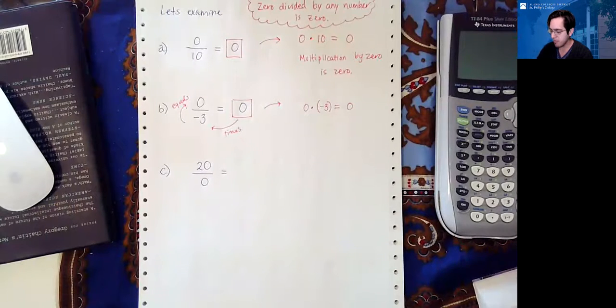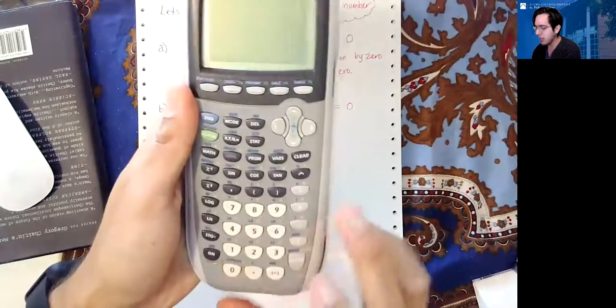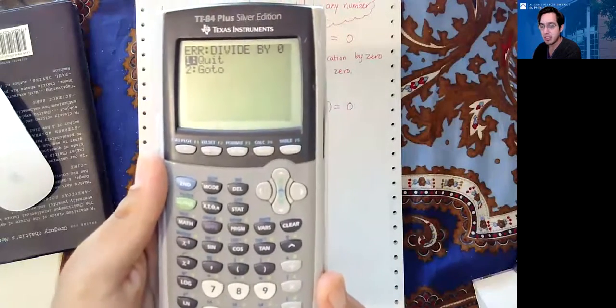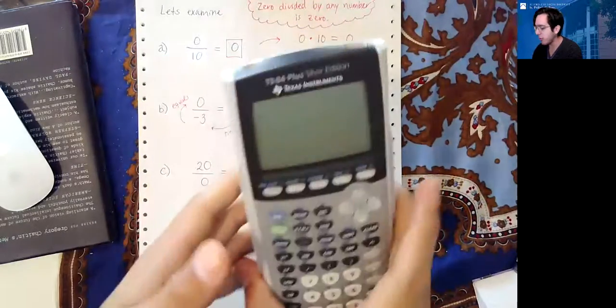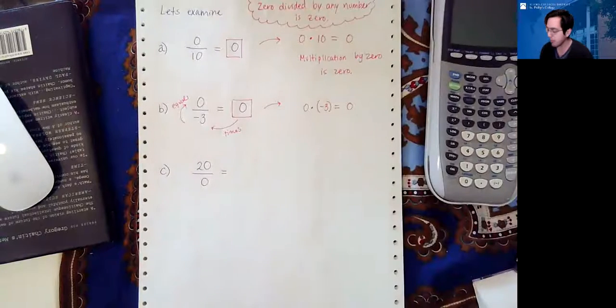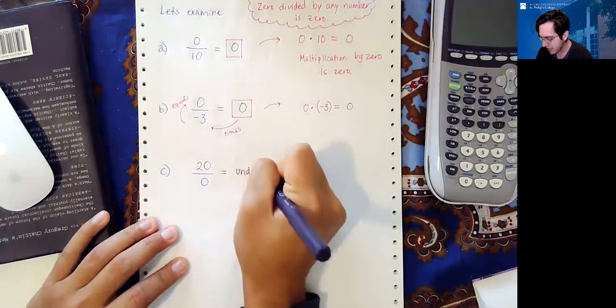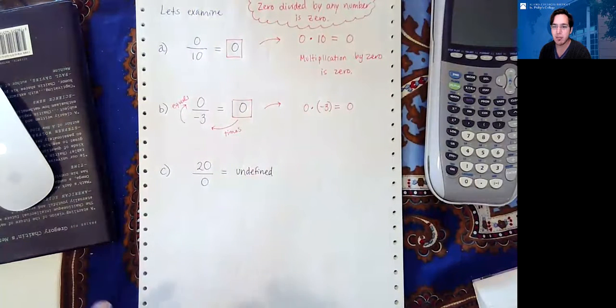I mean, if you put it in a calculator, it gives you an error. Yeah, it does give you an error, right? So if I put this in the calculator, 20 divided by 0, I get error, divide by 0. And in whatever calculator you're using, you should be getting an error. The reason why is because you cannot divide by 0. It is what we call undefined in mathematics. There is no definition for how to divide by 0.